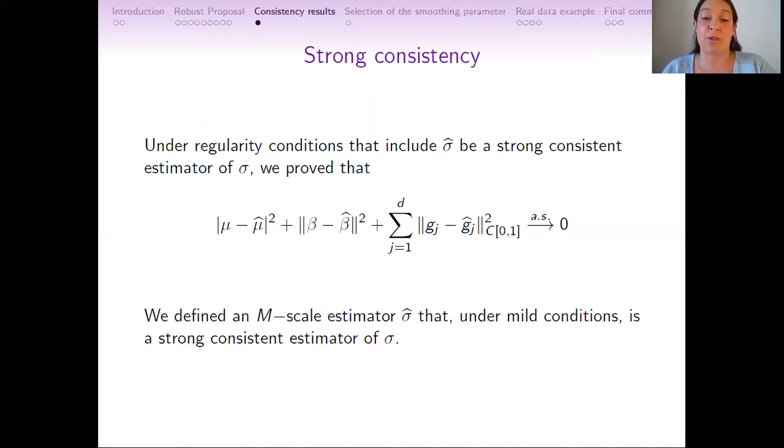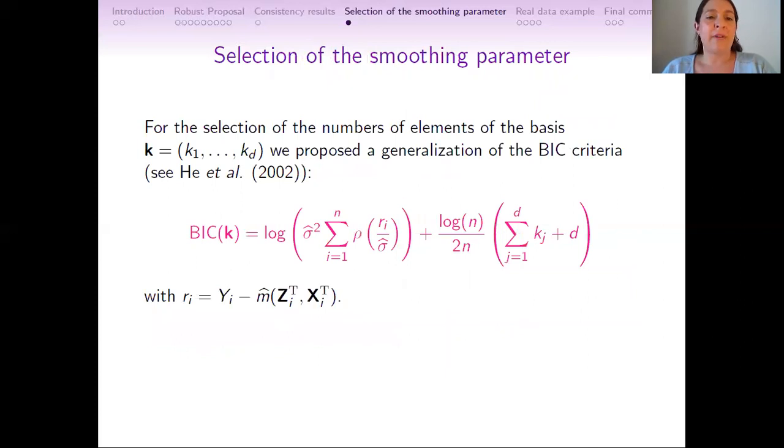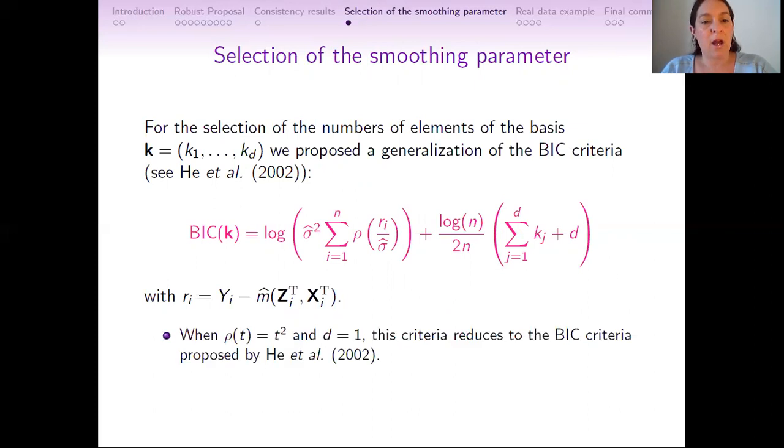For the selection of the number of elements of the basis, that is K_1 to K_D, we proposed a generalization of the BIC criterion. When the rho function involved in this formula is taken equal to the square function and sigma hat equal to 1, this criterion reduces to the BIC criterion proposed by He et al. 2002.